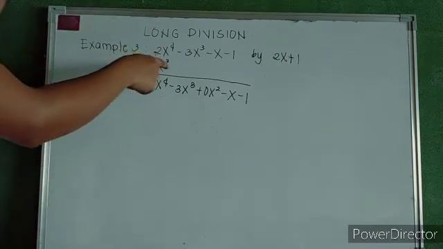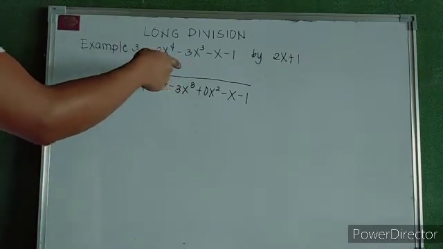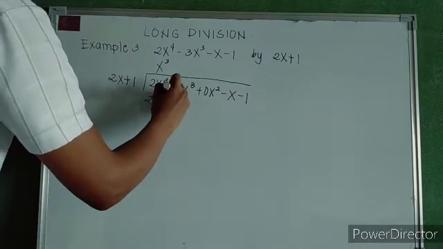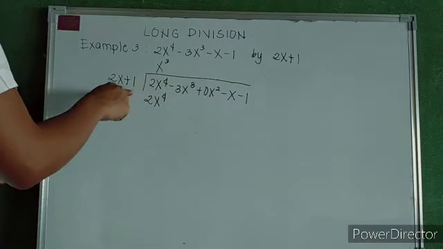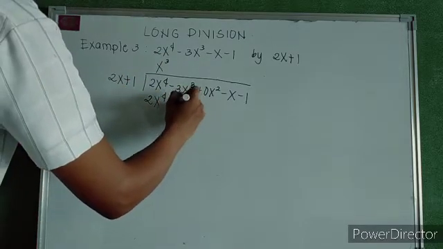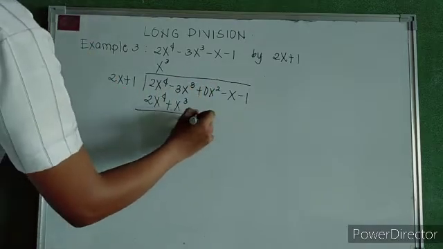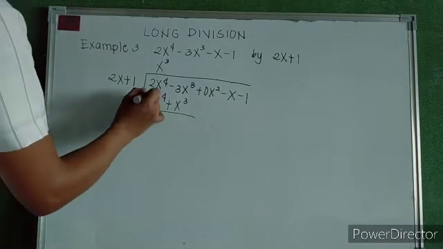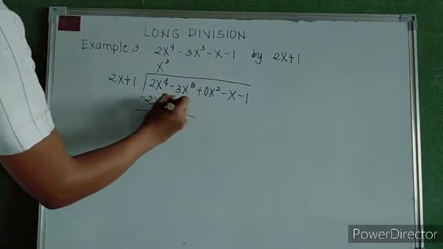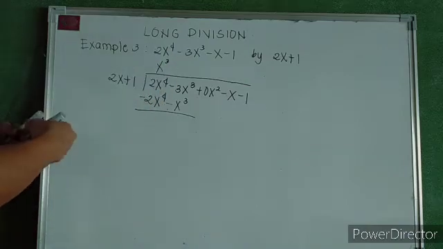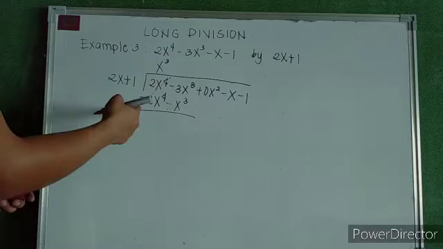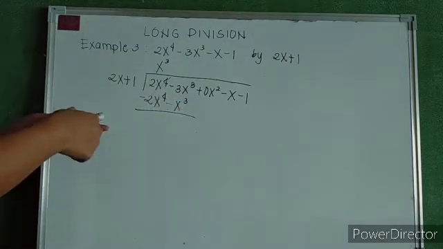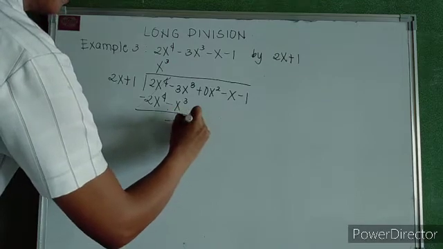Now that we have our quotient, we multiply, or distribute, it to our divisor. So x cubed times 2x is 2x to the 4th power. And then x cubed times 1 gives us positive x cubed. Same process: don't forget that we take the opposite of the signs. From positive, we get negative. From positive, we get negative. Now we cancel our first terms, since positive 2x to the 4th power minus 2x to the 4th power is equal to 0. And negative 3x cubed minus x cubed is equal to negative 4x cubed.